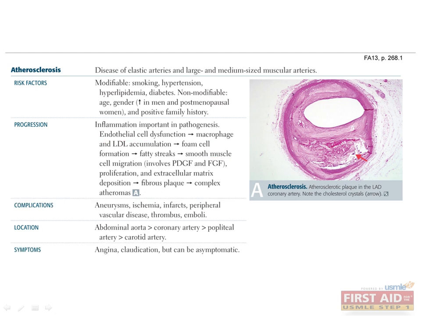Atherosclerosis can have many complications, and they can manifest in several ways depending on which arteries are involved. But generally, you should think of ischemia and infarction due to decreased blood flow, as well as aneurysms, thrombosis, and embolization. Symptoms are related to these complications, such as angina and claudication, but they can be asymptomatic.